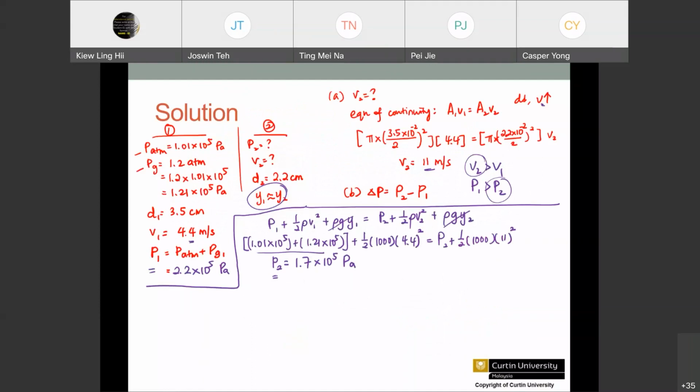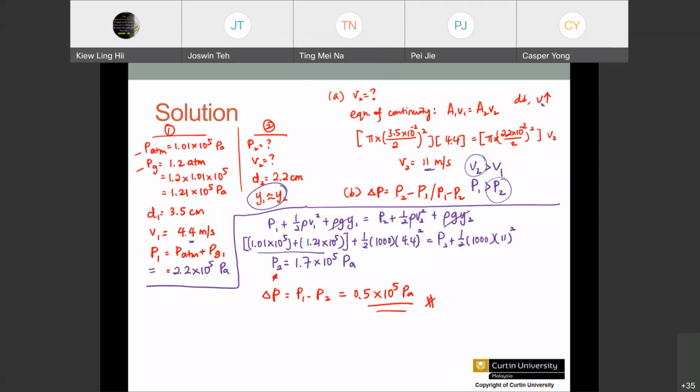So now let's find the change in pressure. P2 minus P1, or it can be P1 minus P2. Both of them will give you the same values, just that one will be positive and one will be negative. But the positive or negative does not affect your result because we only want to find the difference. Since we know that P1 is larger than P2, perhaps you can write down P1 minus P2 and we get 0.5 times 10 to the power of 5 Pascal. Okay, so that is our answer.